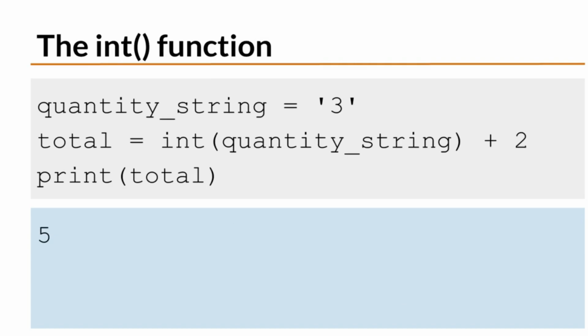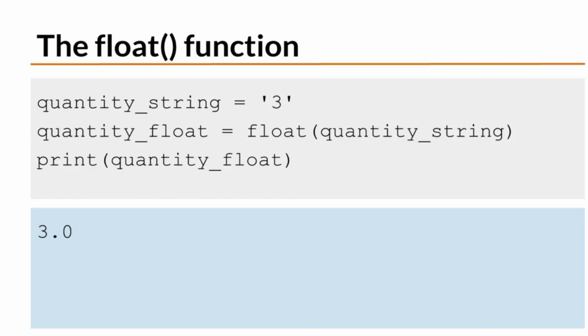To convert a string into an integer, use the int function and pass in the string to convert. This time you'll notice that we did not get an error because we used all numbers to perform our calculation. The result of int quantity_string is the integer 3. 3 plus 2 equals 5, which is stored in the variable total. Finally, that value is printed to the screen using the print function.